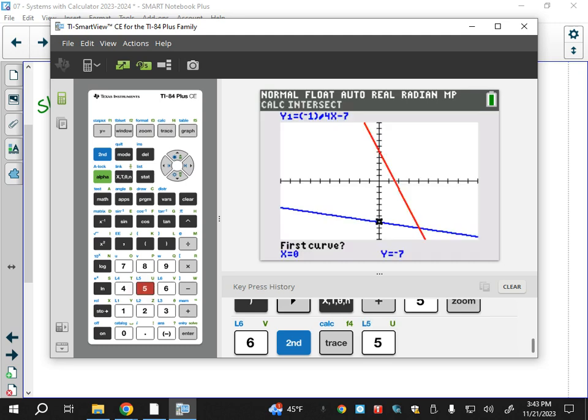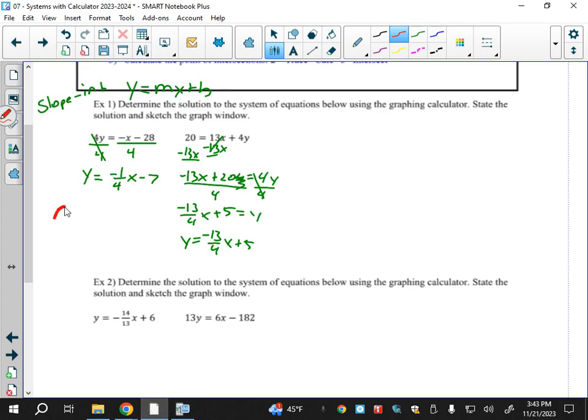Now the calculator is going to ask us a few questions. First curve, I'm going to say, yeah, that's my first line, so I push enter to say yes. It's flashing now on my second line. Yes, that's my second curve. I push enter to say yes. And now it makes me do a little guess, so I just push enter. So I did second, calc, 5 for intersect, and I pushed enter 3 times, and we have our point of intersection, which is the ordered pair 4, negative 8, which is our answer.